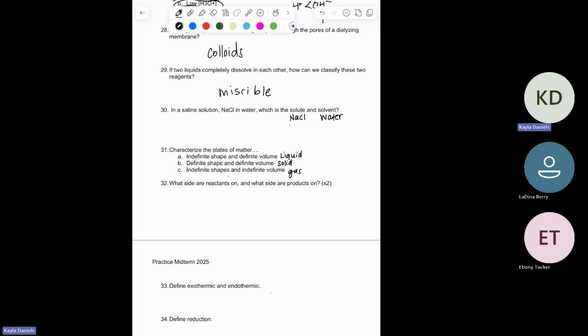Which side are the reactants on? Just a reminder, you have A plus B yields C plus D. Your reactants are on your left side, and your products are on your right side. You're going to see 2 questions about that, so hopefully those are easier ones.